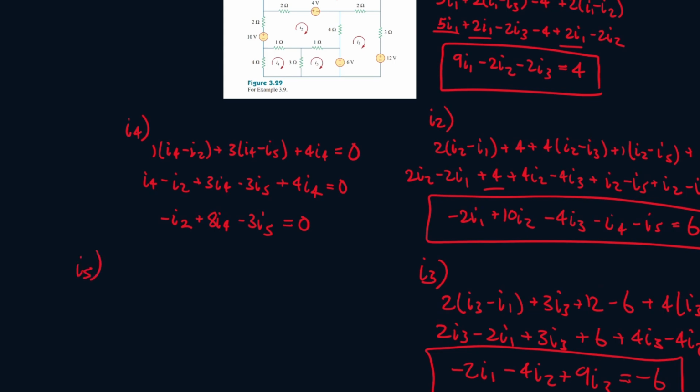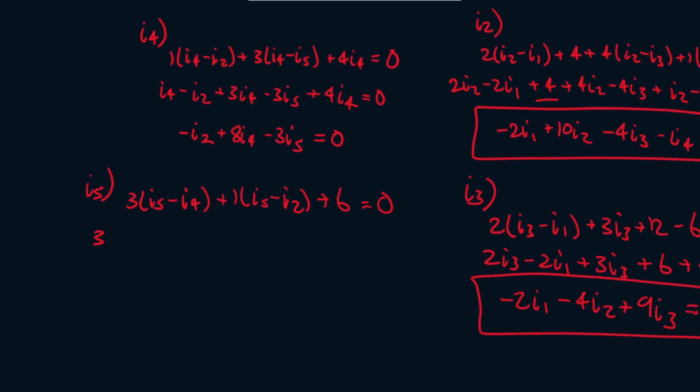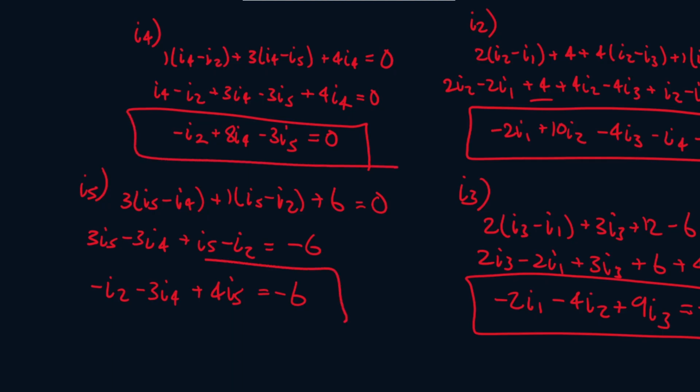Now we have the last one, I5. So it's 3 I5 minus I4 plus 1 I5 minus I2 and plus 6, equals 0. So foiling this out, just bring the 6 to the other side, so it's minus 6. And let's collect like terms. So minus I2, minus 3I4, plus 4I5, and equal to minus 6. Oh yeah, let me box these.